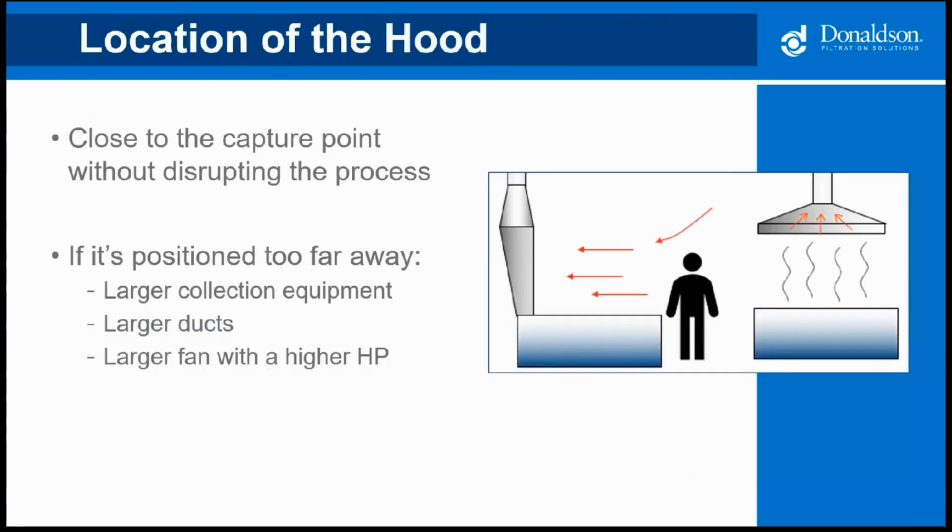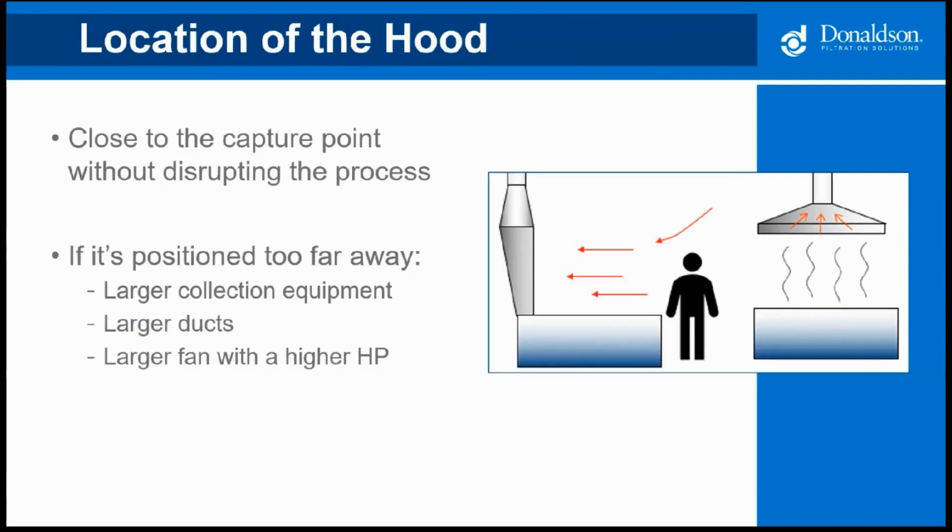So regardless of the hood style, to be an effective hood, it must be positioned properly relative to the point where the contaminant is emitted. Remember, the first objective in hood design is to minimize the air volume required to maintain capture efficiency. To minimize air volume, the hood must be close to the capture point without disrupting the process. Hoods simply can't reach out and control contaminants far from the inlet.